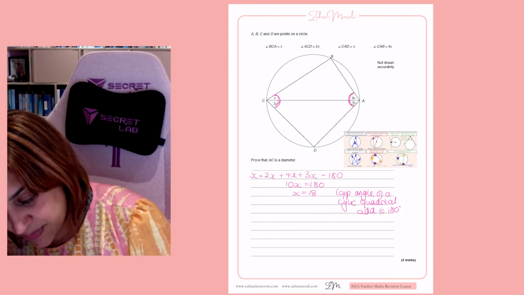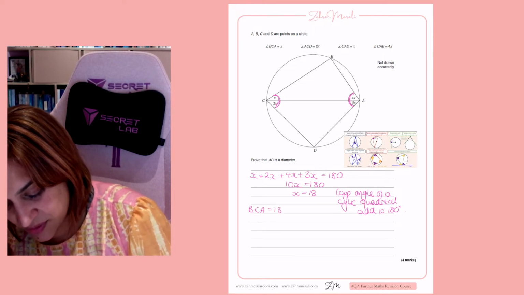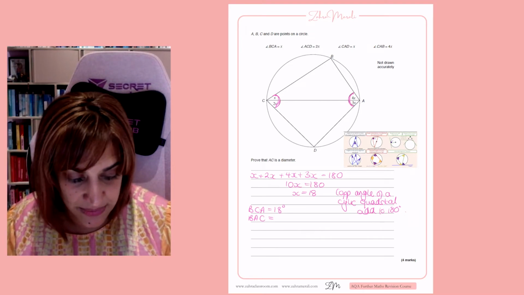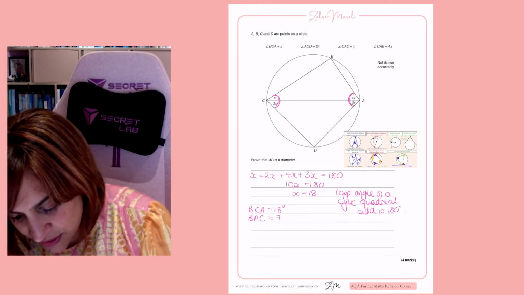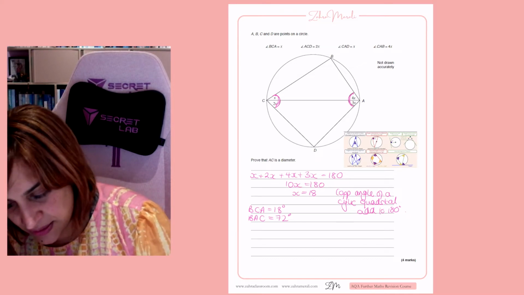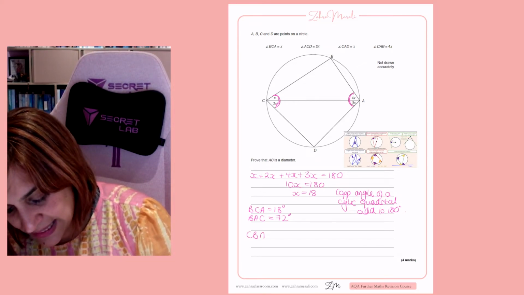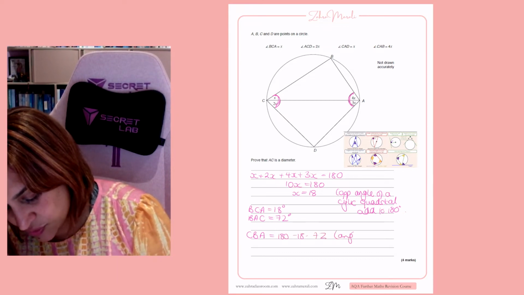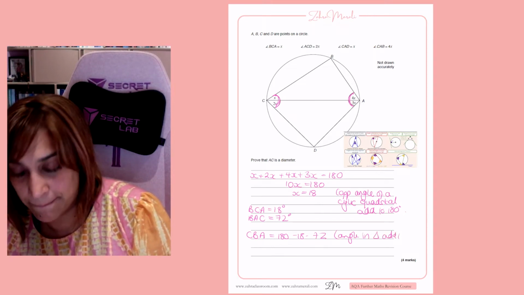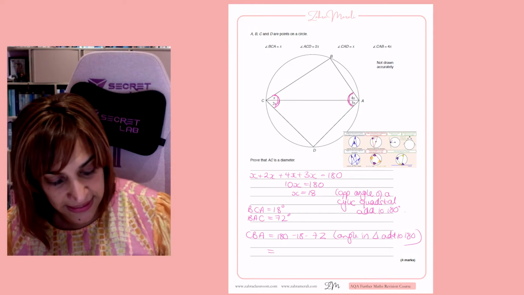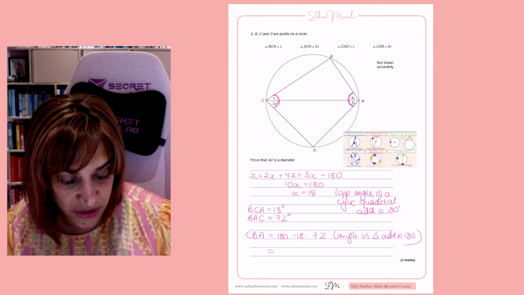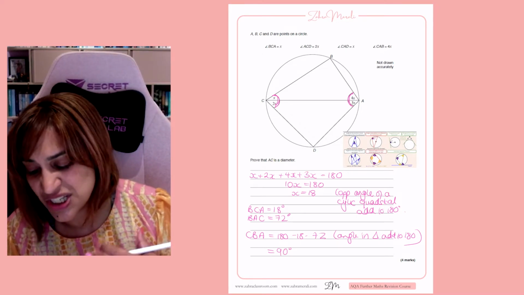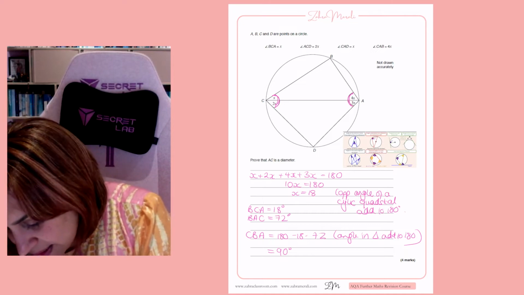So we'll say BCA equals 18 degrees. BAC equals 4 times 18 degrees because it's 4x, 72 degrees. That's just substituting the values in. And then we've got CBA equals 180 minus 18 minus 72, because angles in a triangle add to 180. So that gives us 180 minus 18 minus 72, which is 90 degrees. And then we have to write a final sentence.